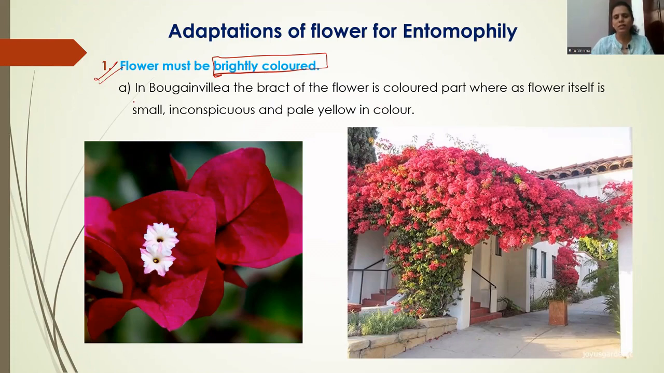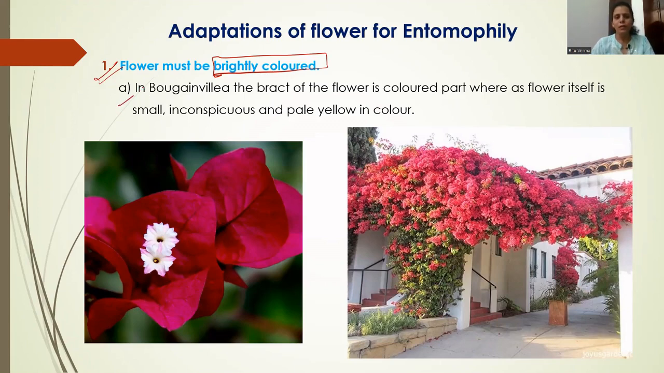If the insect is present at quite a long distance, because of the bright color of the flower, it can easily notice the flower and hence go towards it in order to get some reward from the flower. But it's not compulsory that in all these flowers only the petal will be the colored part.